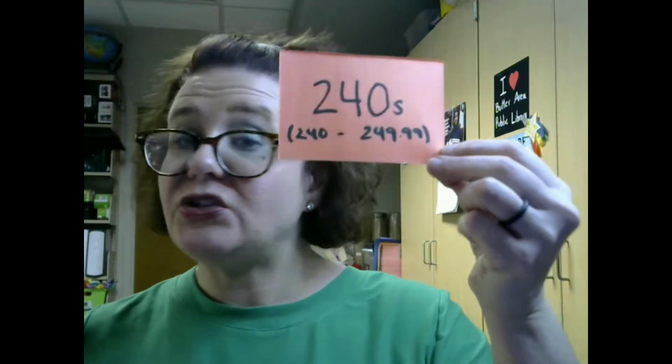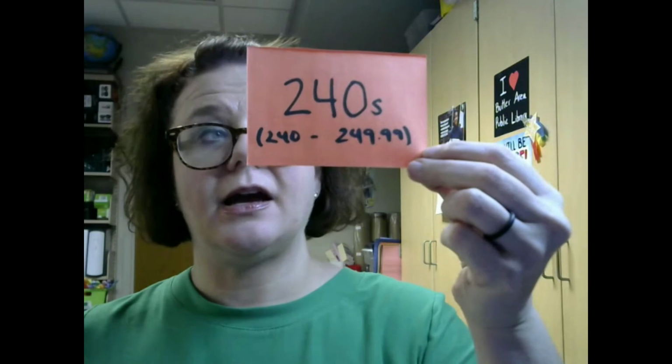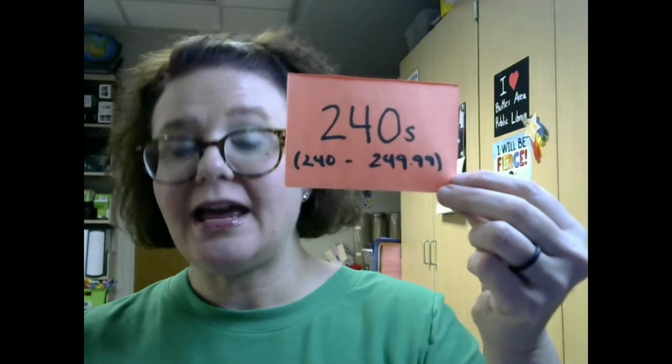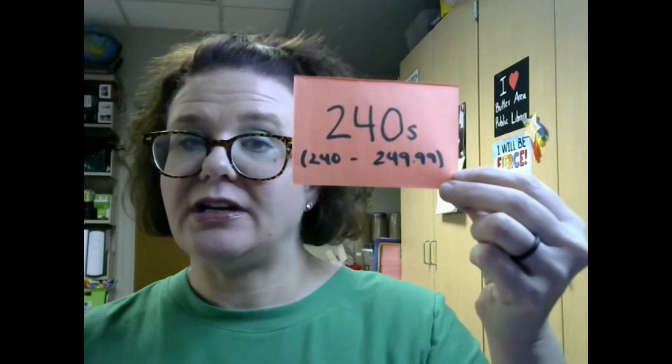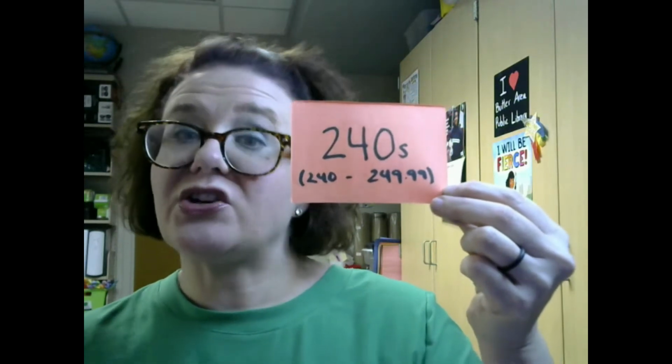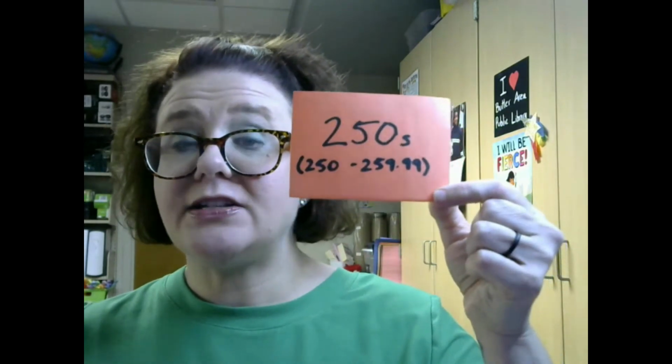The next section is the 240s. That's 240 to 249.99. And this section covers Christian moral teachings as well as devotional teachings. Some types of things you would find here would be devotional study books or other books dealing with questions of Christian morality.